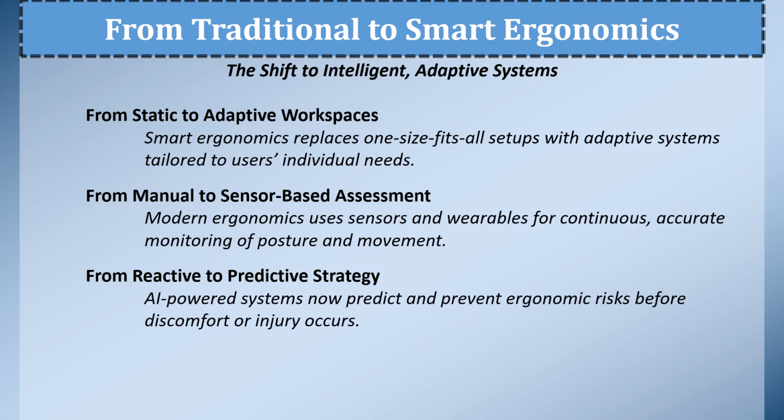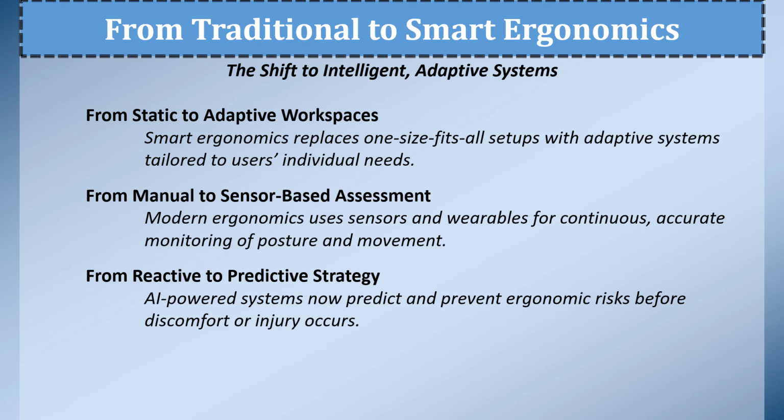From reactive to predictive strategy. Classic ergonomics interventions often happen after discomfort or injury has occurred. With AI and real-time data, systems can now anticipate risks by tracking early signs of strain. These predictive capabilities allow for proactive adjustment, reducing long-term health problems.